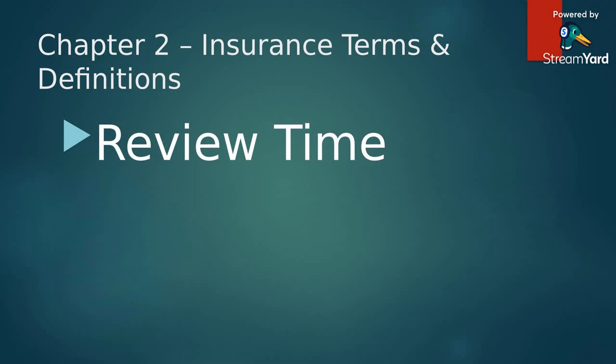Number 8, which of the following is considered to be a bodily injury? Would it be A, sickness, B, physical injury, C, death, or D, all of the above? Well, in this case, there's more than one correct answer, but the most correct answer is going to be D, all of the above, because all of those represent a bodily injury.